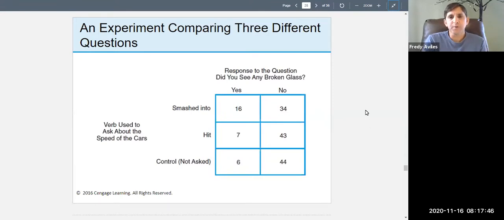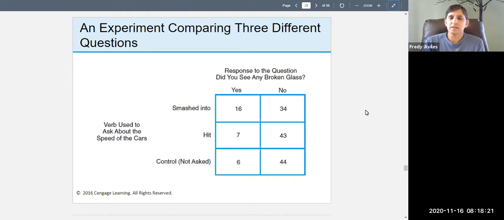You can see that more people said yes, they saw broken glass. A lot of them still said no, but when the question is asked, did you see any broken glass when the cars hit each other? You can see that a smaller number of people said yes, and much more of them said no. And when you have the control group, when they were just asked, did you see any broken glass in the film, their memory was tested later. In that case, there were only 6 that said yes and 44 that said no.